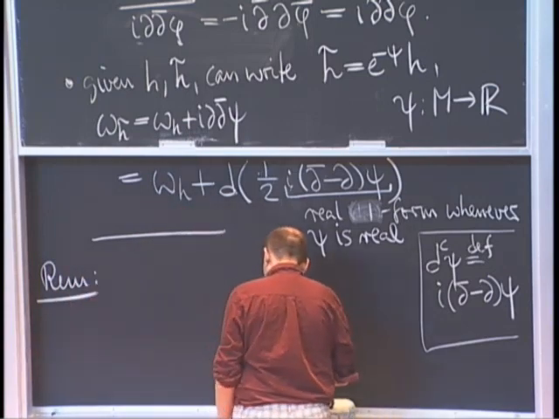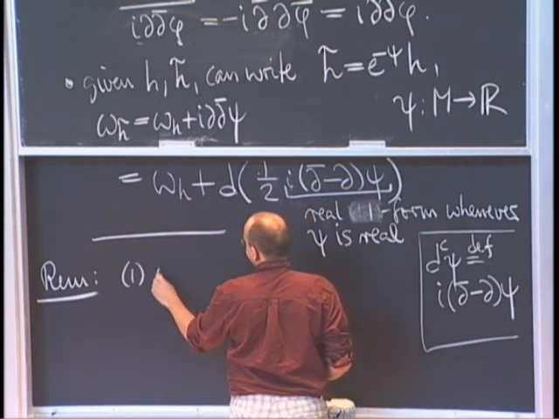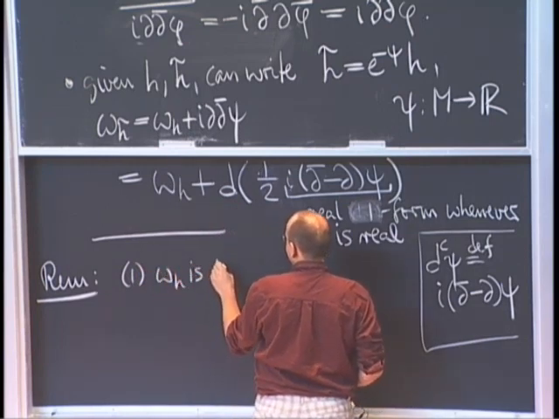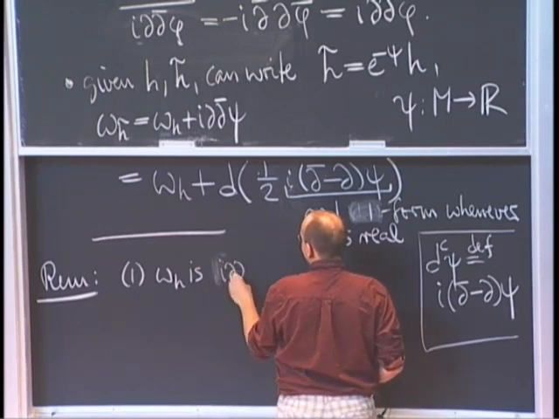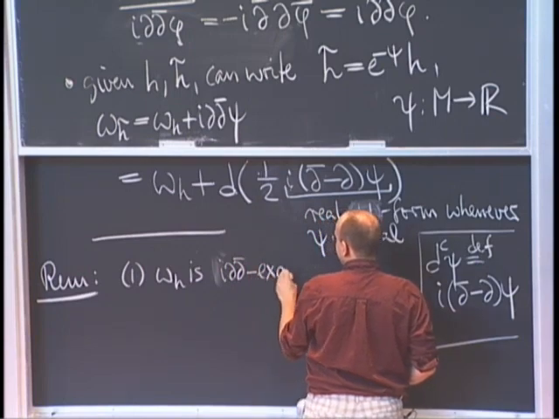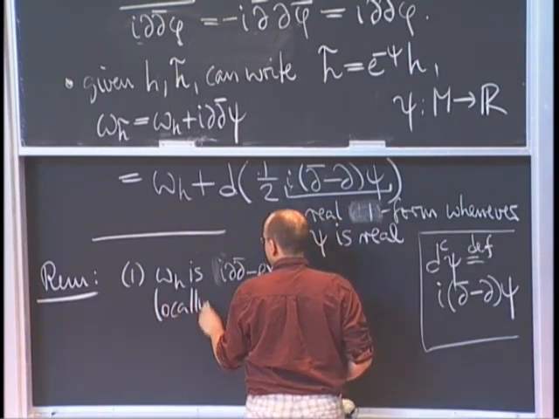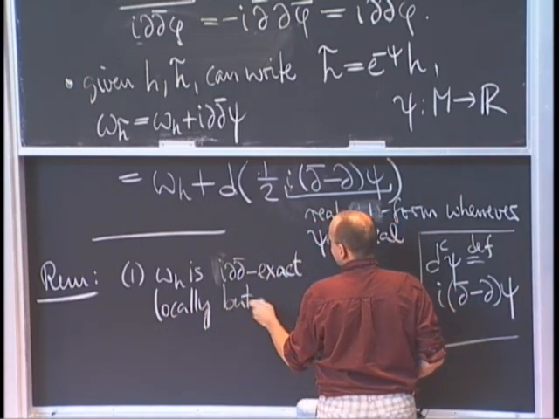Just write that down as a remark. So omega h is sort of i d d bar exact locally, but not usually globally.